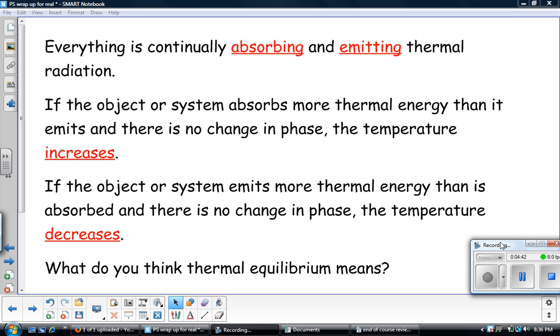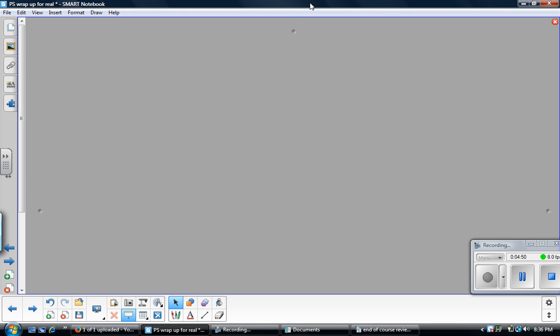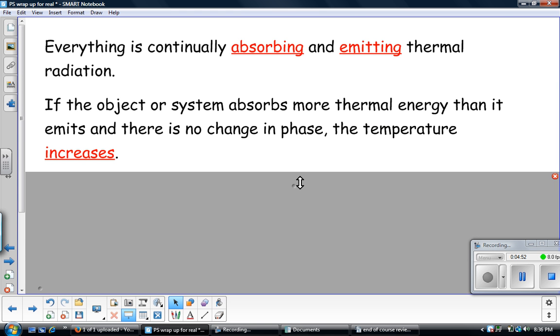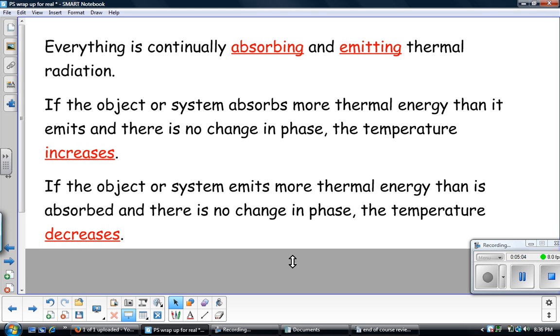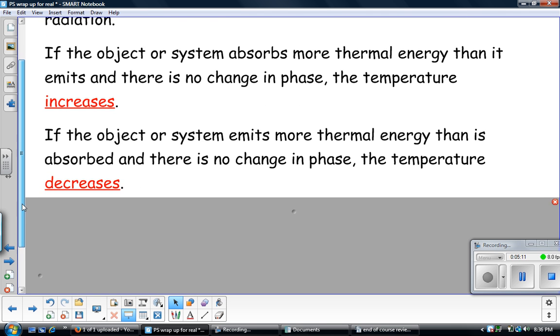Everything is always either absorbing or emitting thermal radiation. If it absorbs more thermal radiation than it emits, and it's not going through a phase change, like evaporating, freezing, melting, or boiling, the temperature increases. If it's emitting more thermal energy than it's absorbing, and again it's not changing phase, then the temperature is going to decrease.